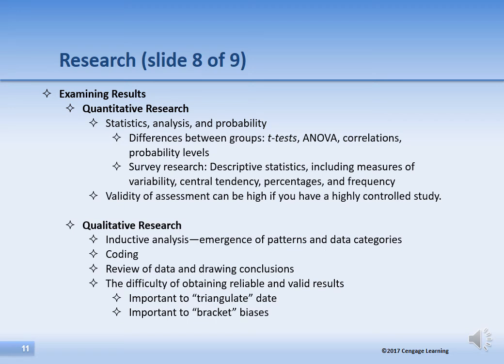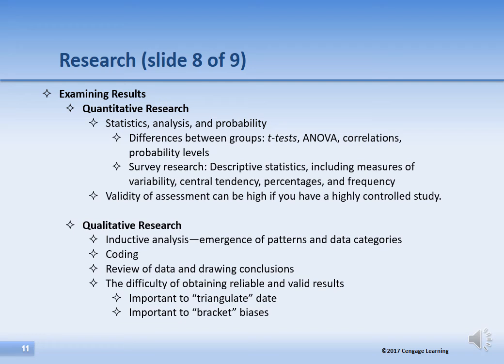Examining results. In quantitative research, results are generally produced through statistics, analysis, and probability. When you're looking at the differences between two groups, such as the differences between males and females, you can use t-tests, ANOVA, correlation, and probability levels. In survey research, you can use descriptive statistics, which include measures of variability, central tendency, percentages, and frequency. And the validity of assessment can be high if you have a highly controlled study.